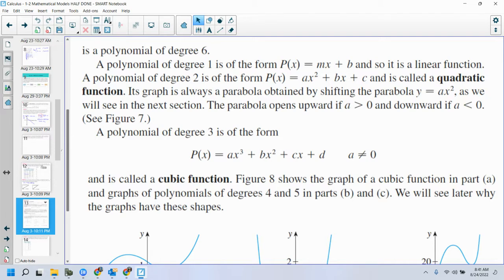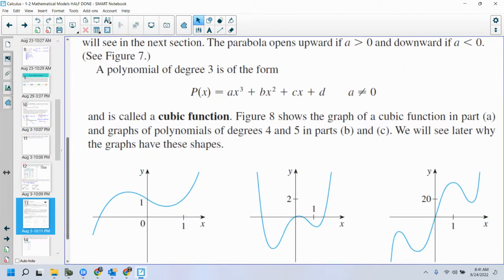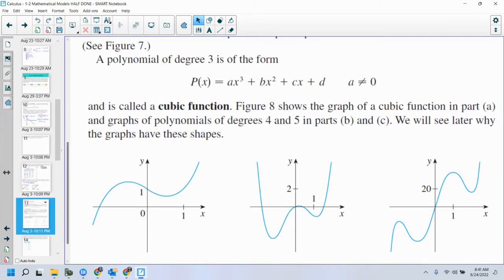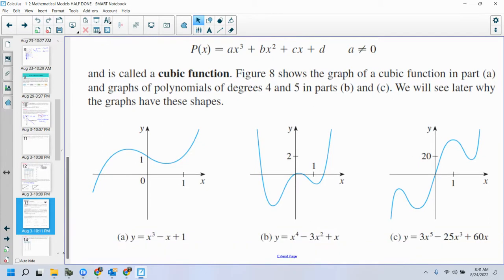A polynomial of degree 3 would be a cubic function, and it kind of looks like that guy right there. There's a polynomial. There's a cubic function. We'll talk a lot more about these. This is just showing some examples. That's a cubic. This would be a quartic. This would be a quintic.